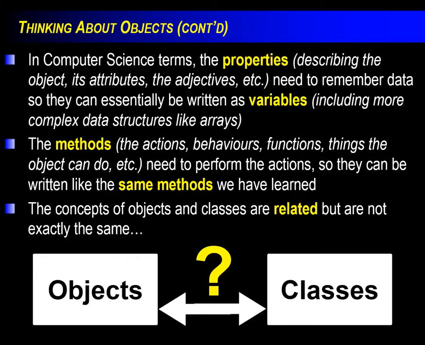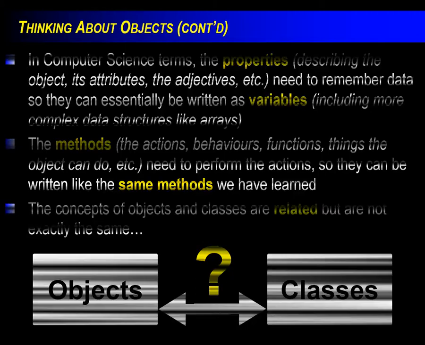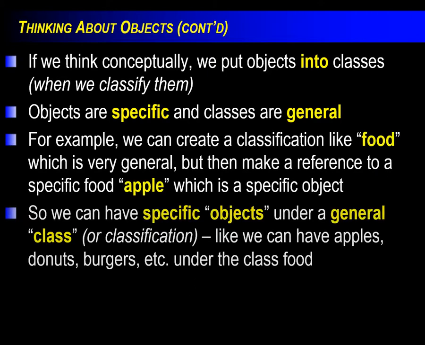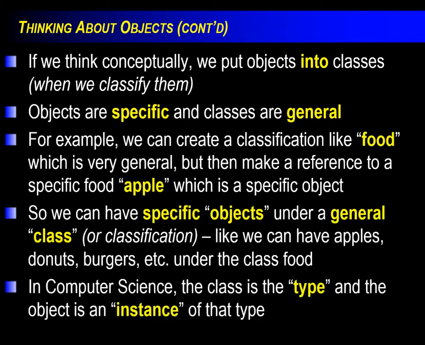So the relationship is, you have one class, but you can have multiple objects that are all part of that class. You know what? You've already seen this. Okay? But give me a second to keep defining it. Okay?